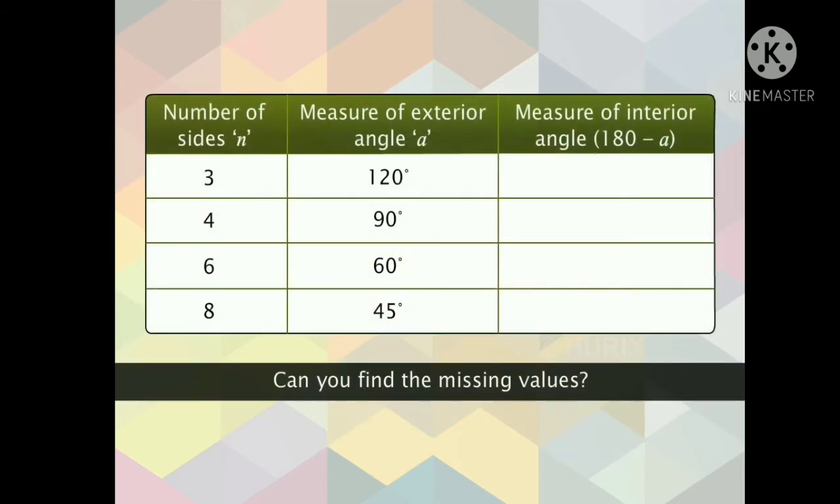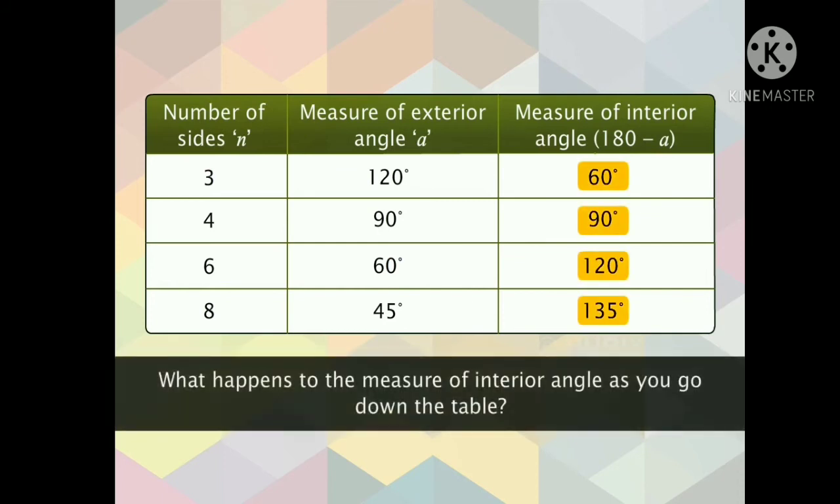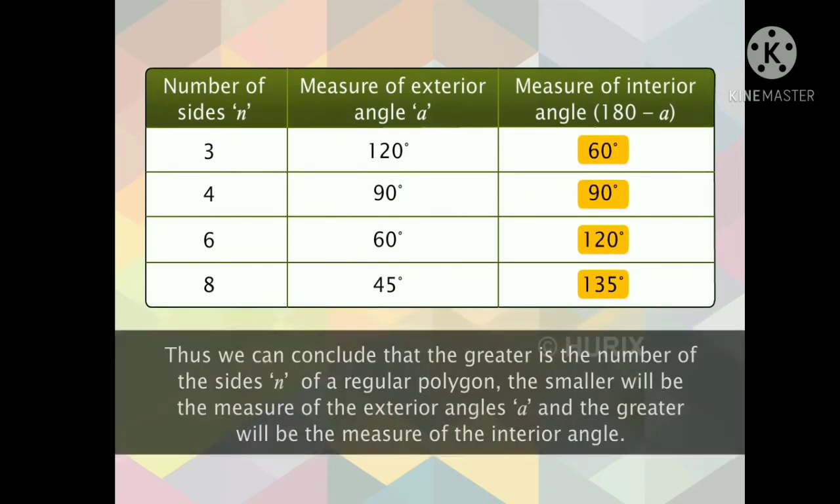Can you find the missing values? Observe the answers. Observe the values in the table. The measure of the interior angle increases as we go down the table. Thus, we can conclude that the greater the number of sides n of a regular polygon, the smaller will be the measure of the exterior angles A, and the greater will be the measure of the interior angle.